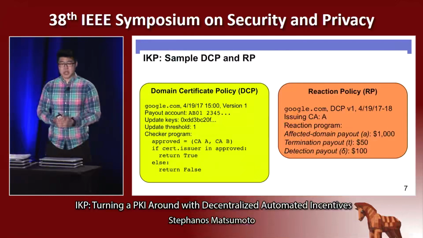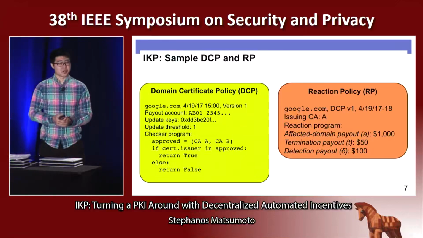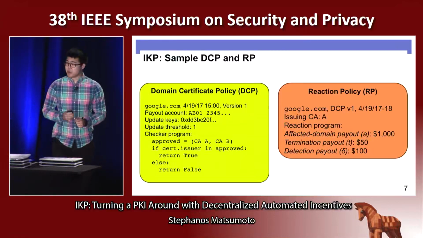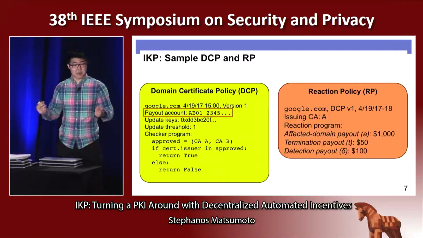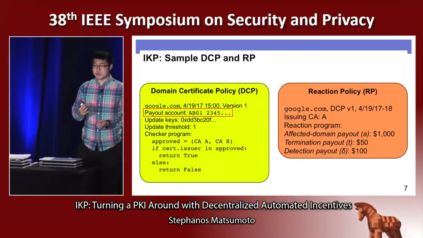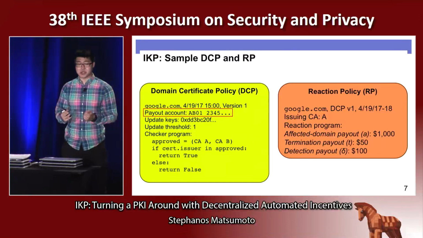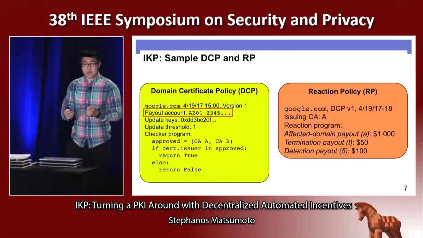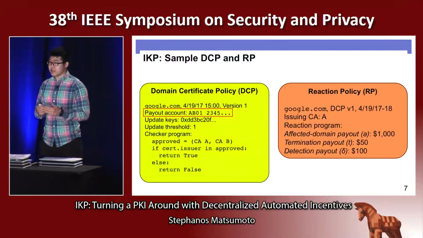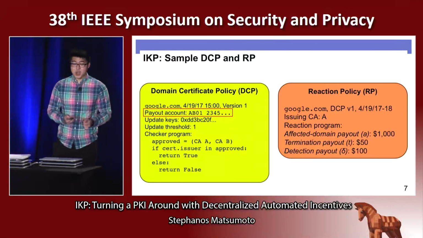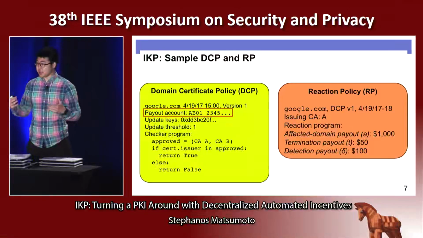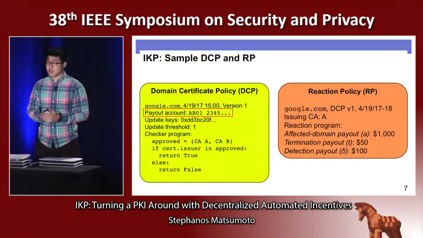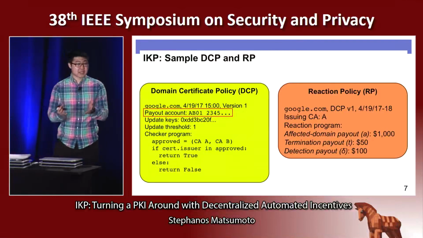Now, I want to point out some features of certificate policies and reaction policies. For full details and explanations of all of these features, you should take a look at the paper. But one important thing to note is that in the certificate policy, the domain specifies a payout account. The reason that it specifies a payout account is to provide automation. In other words, once the IKP authority has determined that a certificate is unauthorized for this domain, rather than trying to contact the domain in order to get some means to send them the payout, it simply has that account on hand and can send it without any further action required.